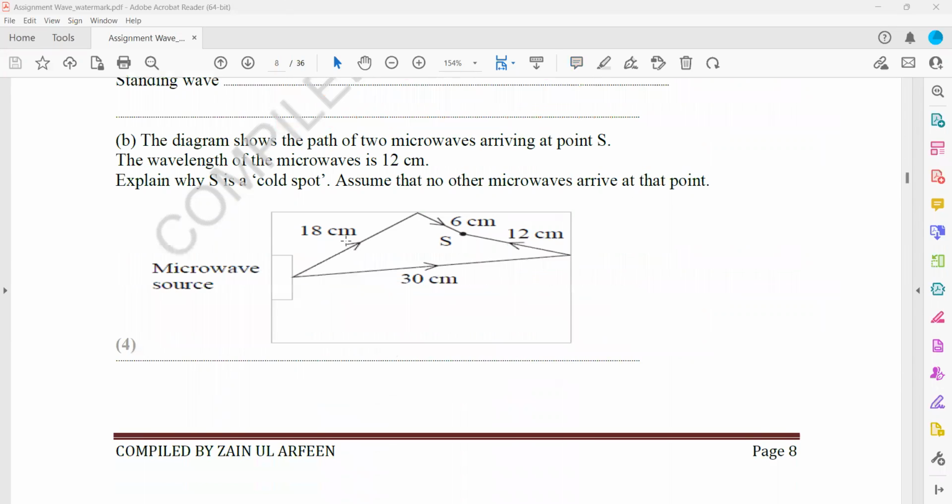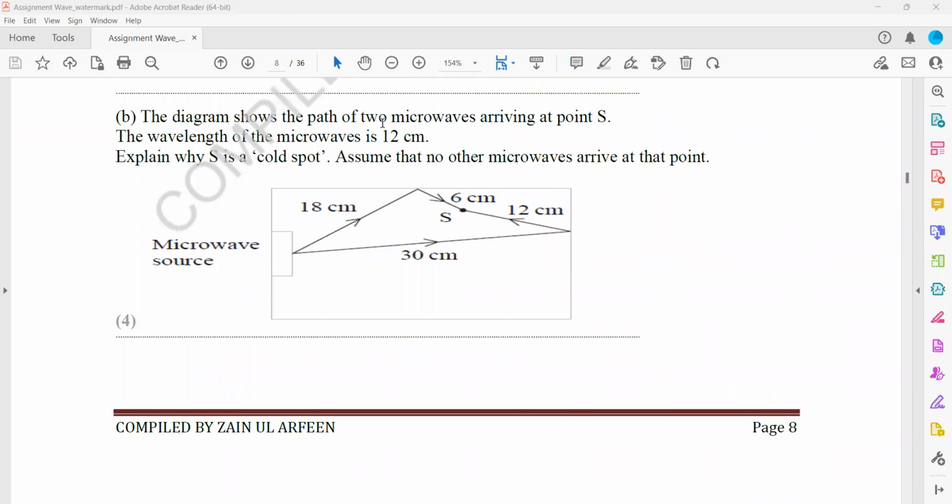The next question: the diagram shows the paths of two microwaves which are arriving at point S. The wavelength of the microwave is 12 centimeters. They meet at point S. We want to explain why at S there will be a cold spot.